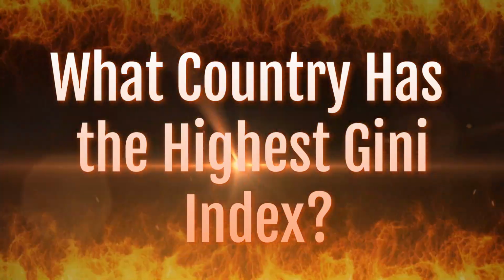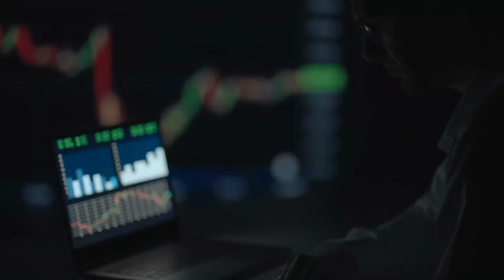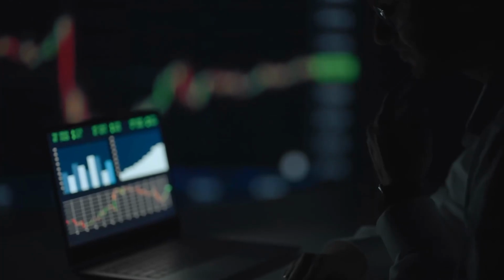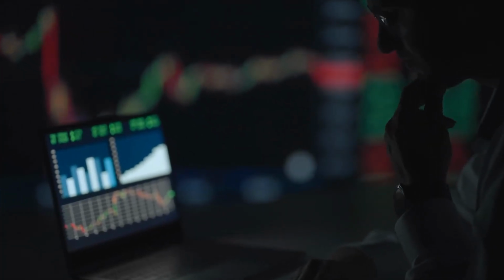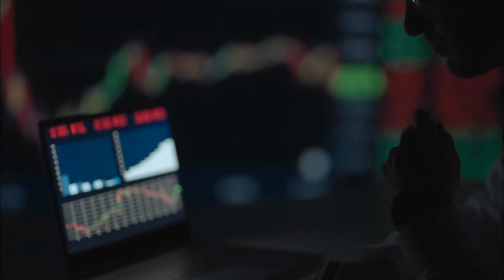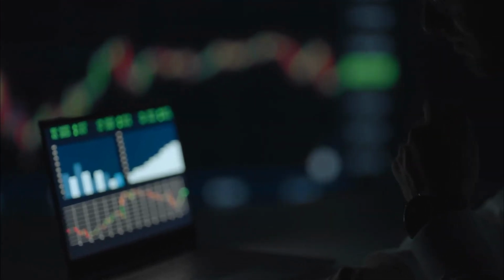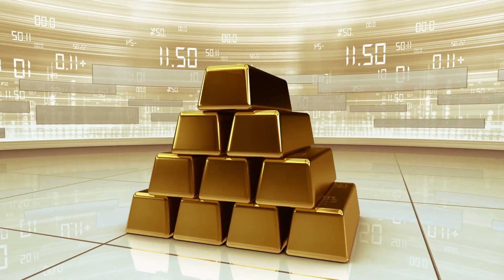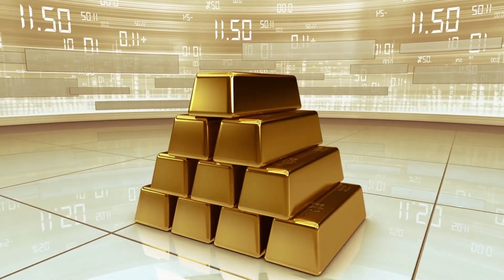What country has the highest Gini index? South Africa, with a Gini coefficient of 63.0, is currently recognized as the country with the highest income inequality. The World Population Review attributes this massive inequality to racial, gender, and geographic discrimination, with white males and urban workers in South Africa earning much better salaries than everyone else.